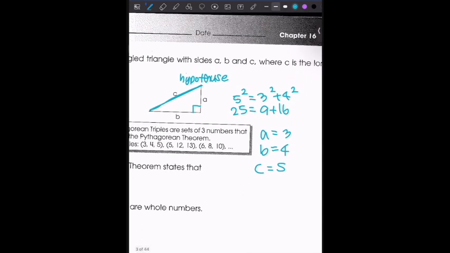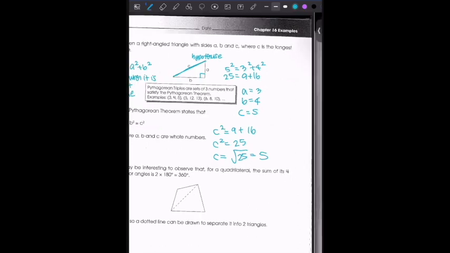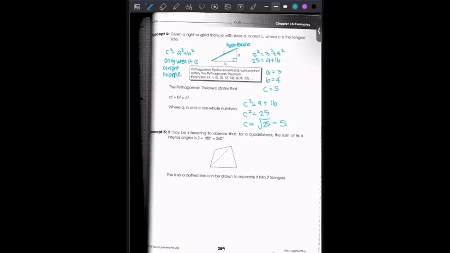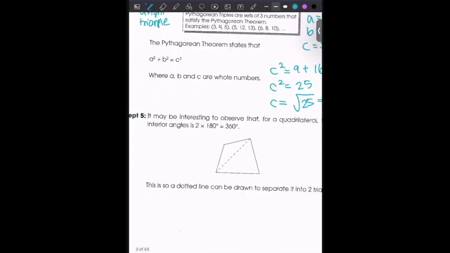But for example, if you didn't memorize the Pythagorean triple, to get C, you would do C squared equals A squared, so 9, plus B squared, so 16. And so C squared is going to equal 25, so C would be the square root of 25, so it'd be 5. Now, of course, since we took the square root, we should be getting plus or minus 5, but we know that a side is always going to be a positive length, so we're going to say that C is equal to 5. Also, A, B, and C are whole numbers. Now we're going to look at the next concept.